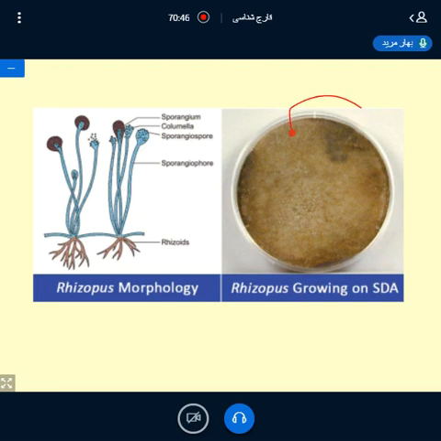Rhizopus growing on SDA medium, and you can see Rhizopus morphology in this picture: rhizoid, stolon, sporangiophore, black sporangium, columella, and sporangiospores on the sporangium.